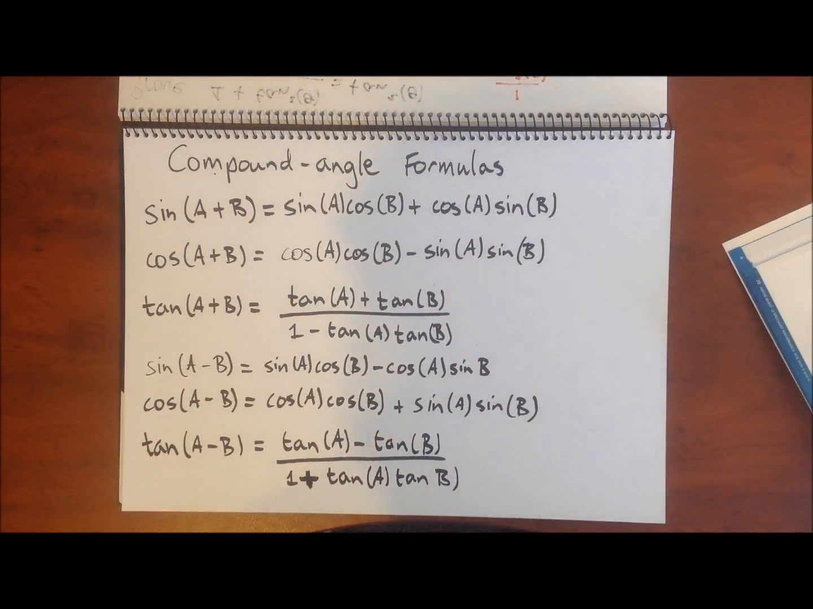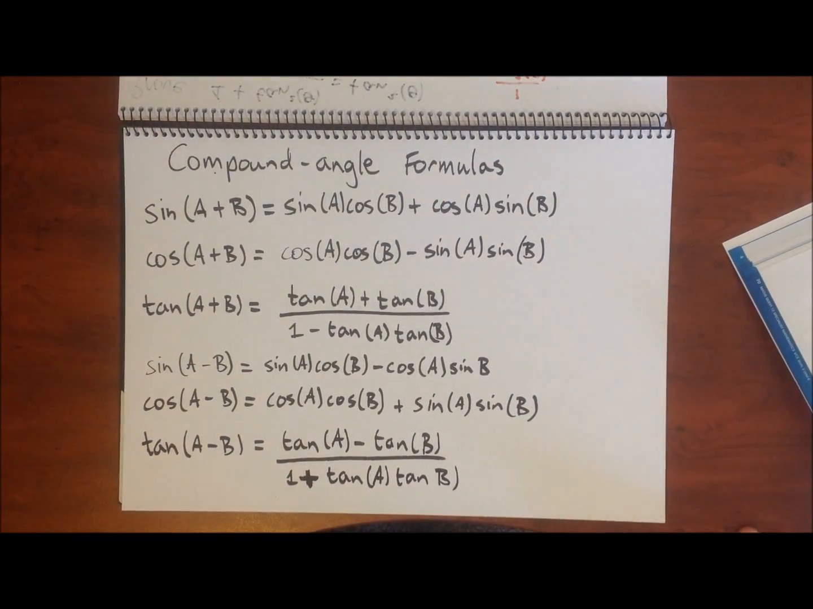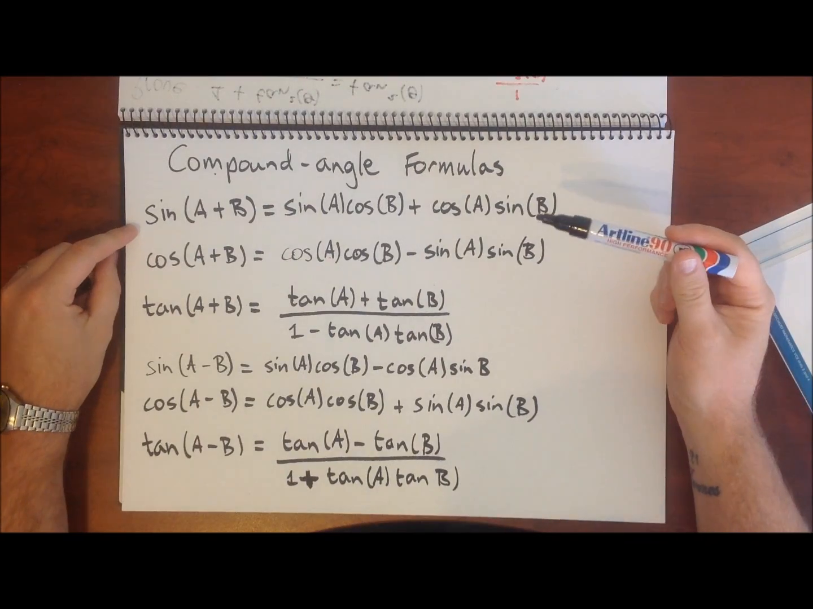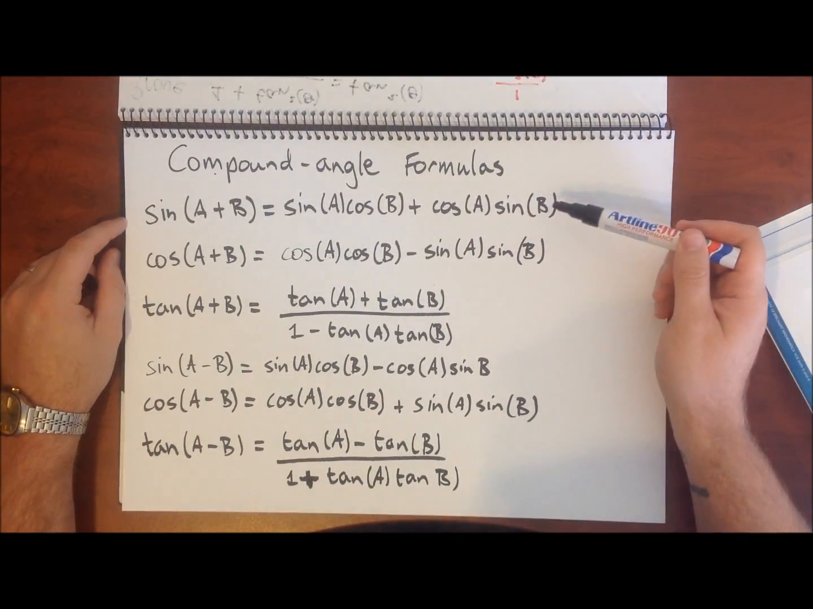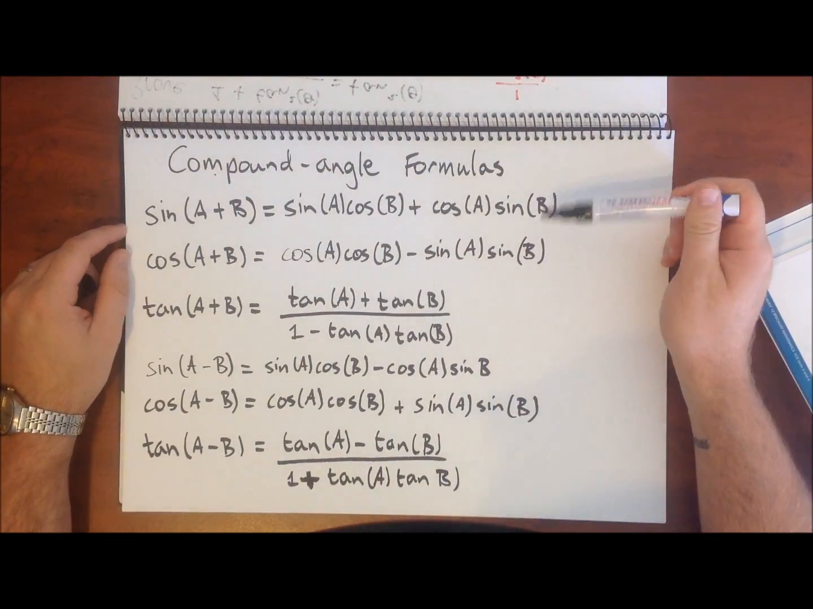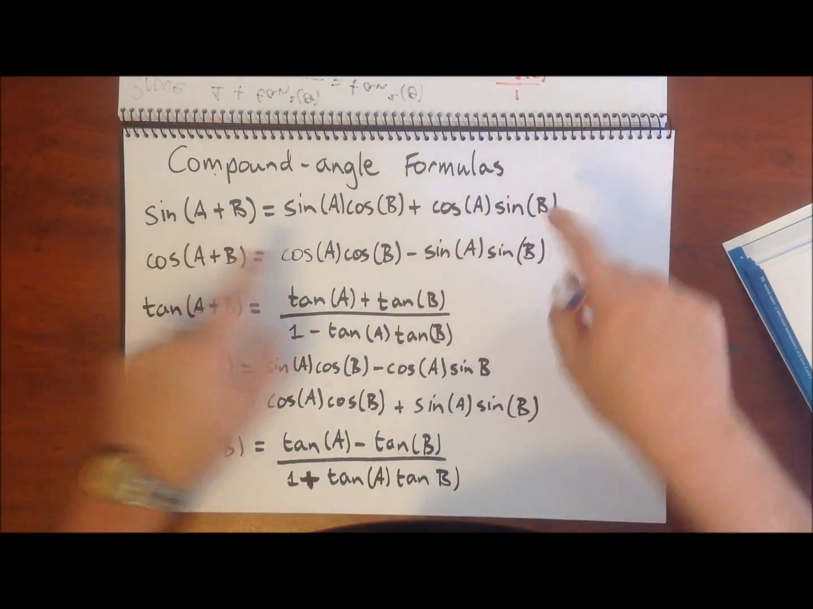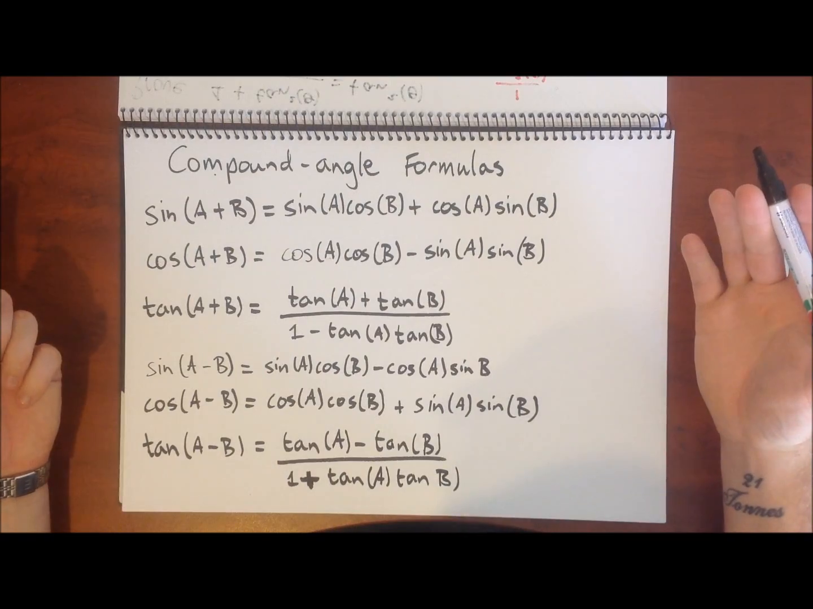Hey, in this tutorial we're going to look at the compound angle formulas. So we've got a summary of our compound angle formulas here. So you find that sine of A plus B equals sine of A cos of B plus cos of A sine of B. This one you can't really muck up too much because it doesn't matter which order you put them in, you're going to end up with the same thing.